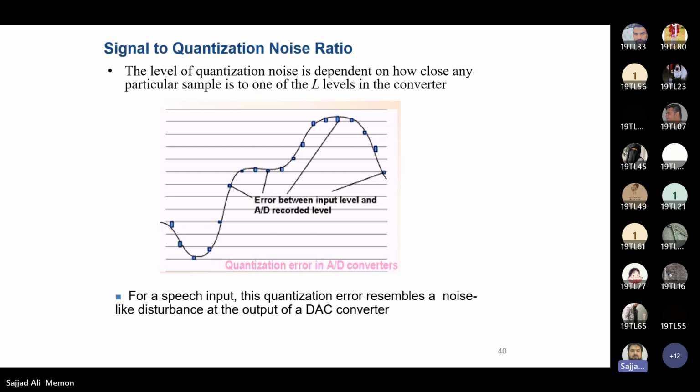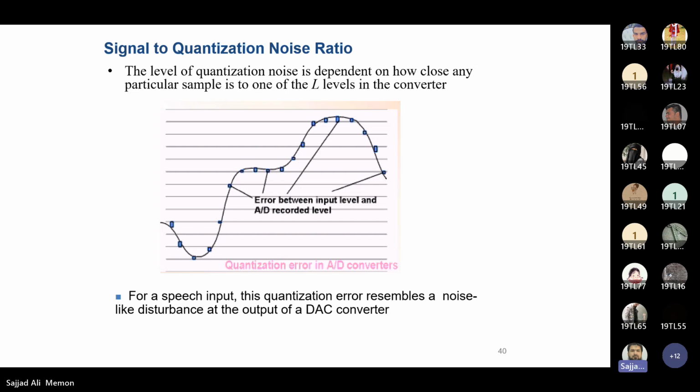Then we have signal to quantization noise ratio. The level of quantization noise is dependent on how close any particular sample is to one of the L levels in the converter. As you can see here, different samples are far from the actual levels, like this one. The actual sample value is here, but the level is present here. So this is the error. Same is here, same is here, and same is here.